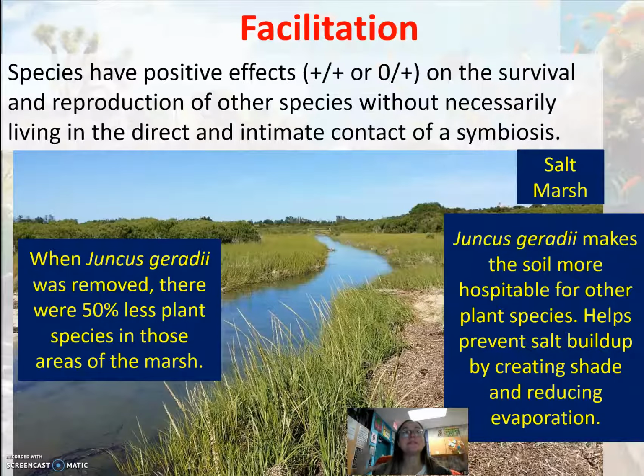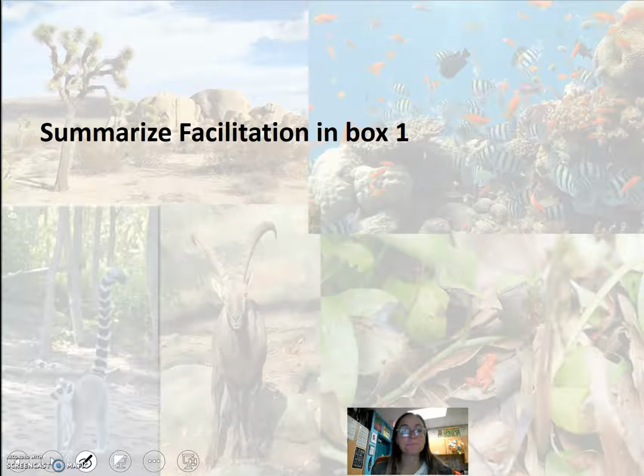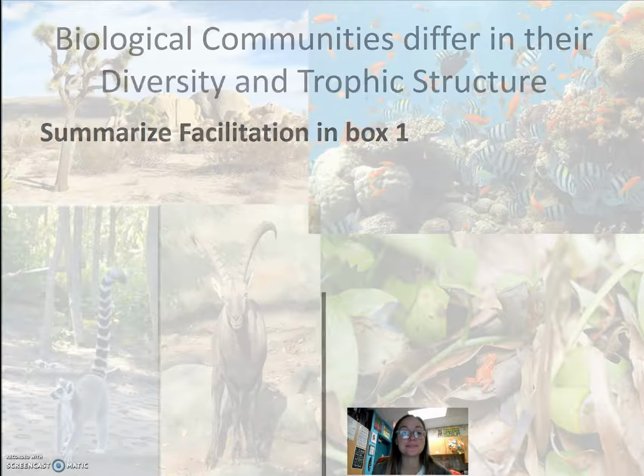So they facilitate and make the community a better place to live. Facilitation represents positive environmental modifications that literally extend beyond the body of the facilitator. So it's not just that plant benefiting, but their presence has a positive impact for lots of other species. And so that is your box number 1 of your second set of 8 boxes.